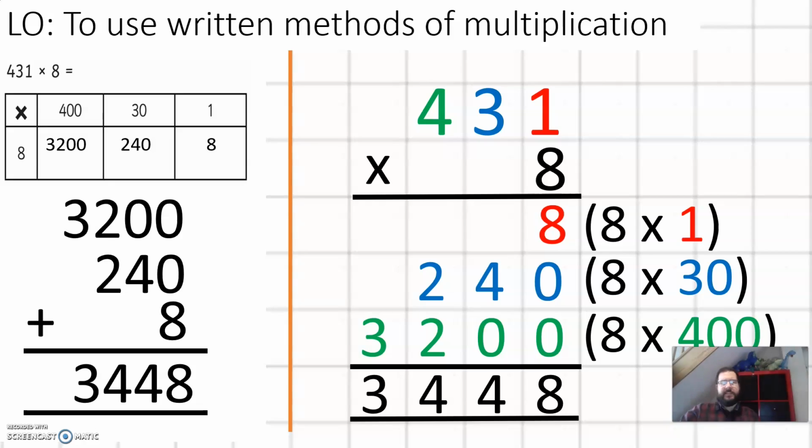So can you see how there's a link there between the grid method, where we partitioned it out and put it in boxes, to now this expanded method, where we partitioned it and put it into rows and still added it together. Okay, so let's have a look at another example.